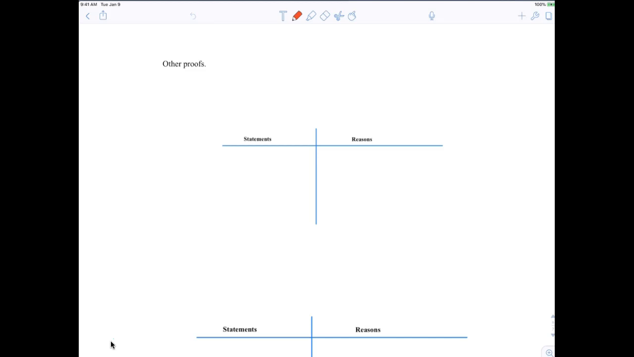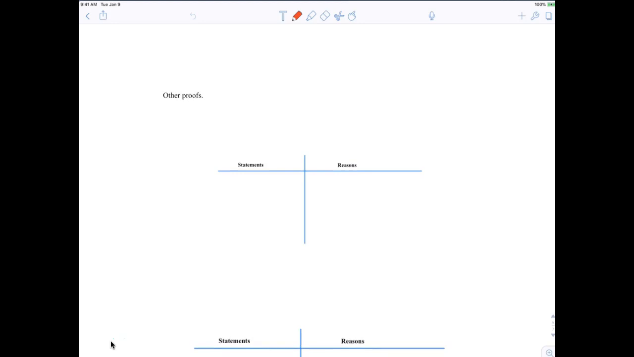So here is what we have. I'm just going to make a rough sketch of it so you can do the same. If we have two lines cut by a transversal, and I call this angle 1 and angle 2, and I tell you these lines are parallel, what's true about angle 1 and angle 2? They are congruent, because of the corresponding angle postulate.